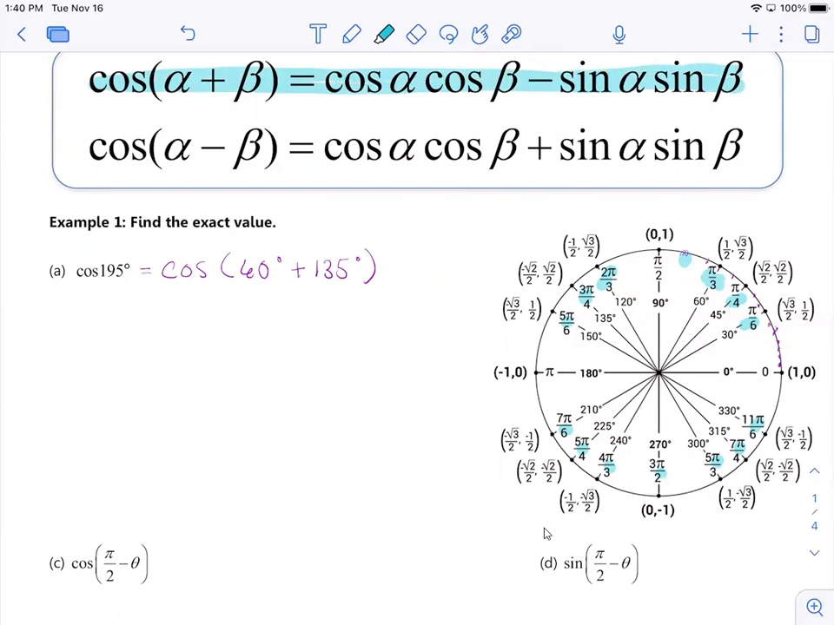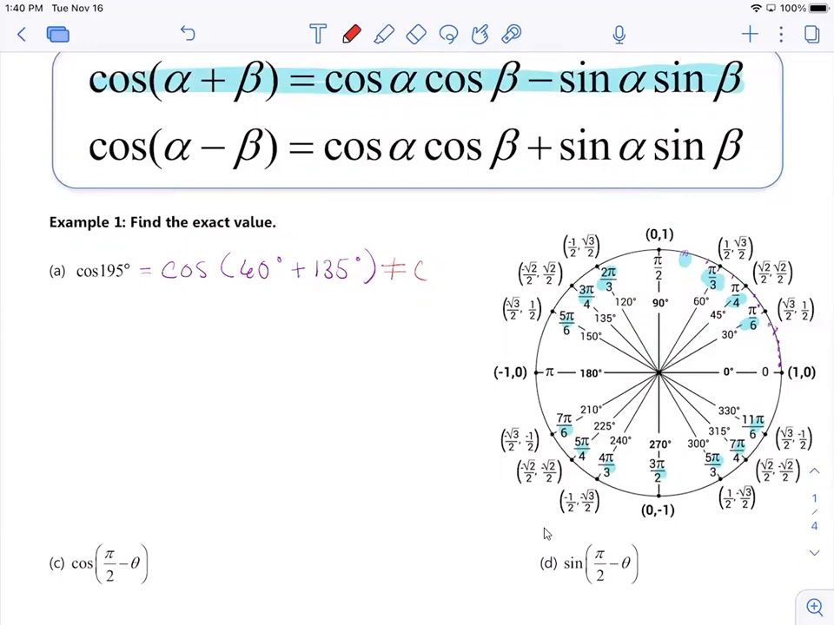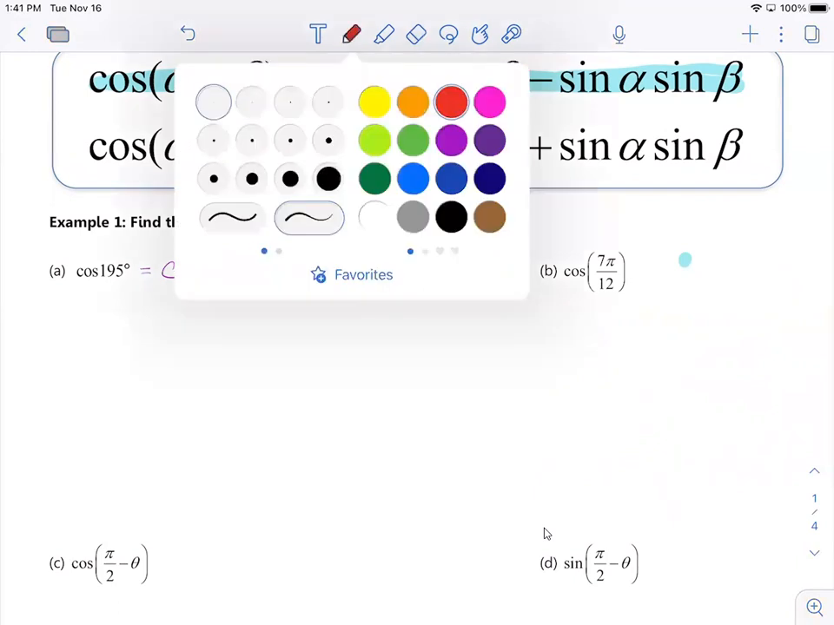Now make sure this is not the same thing as saying cosine of 60 plus cosine of 135 degrees. That is not the same thing. You cannot distribute a function, so don't do that. I'm going to get rid of that so I have space. So now I'm going to use this, and again, you'll always have this to refer to. You don't have to have these memorized.